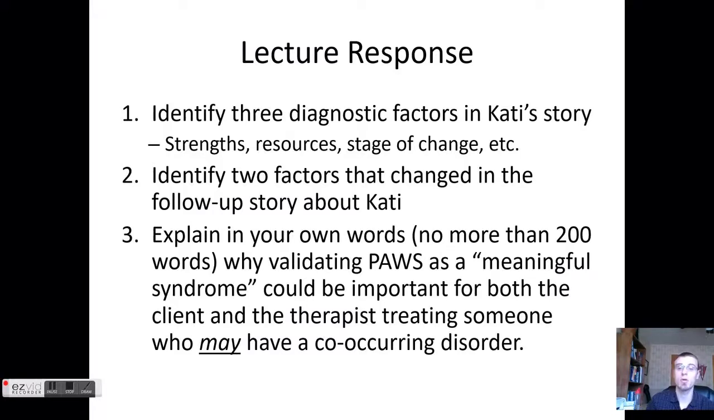And then very simply explain in your own words why that PAWS syndrome that we were talking about can be very meaningful or important for a client and the therapist when treating someone who may have a co-occurring disorder. So put that in your own words, how that syndrome could be very important diagnostically and for the client to understand. If they think they have depression, right, but they're only in their first year of recovery, what would you tell them, and how could that be very important to the client? So these are the 3 parts for the lecture response for this week. You can turn them in once you've watched all 3 of these lectures, which you should be able to do now.